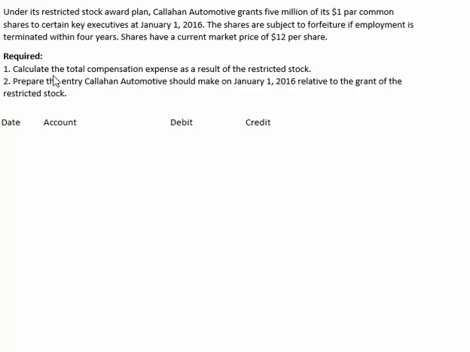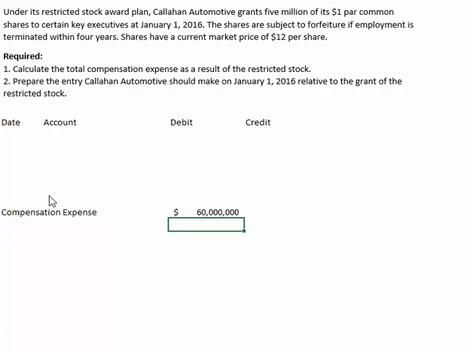So that's the first thing we're going to do, is calculate the total compensation expense, and that's simply going to be the number of shares issued, which in this case is 5 million, times not the par value, but whatever the fair value of the stock is at the date of grant, which is $12 a share. So my compensation expense for this restricted stock is 5 million times the $12 per share. So $60 million is the total compensation expense.